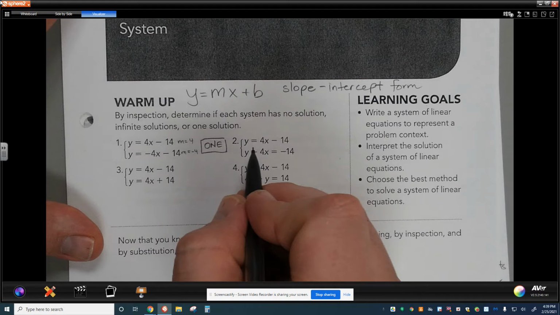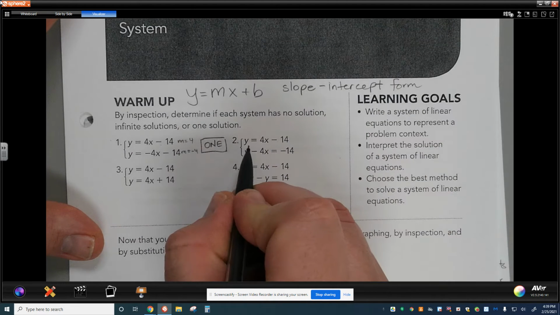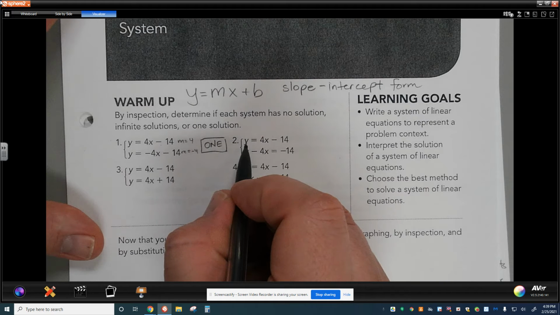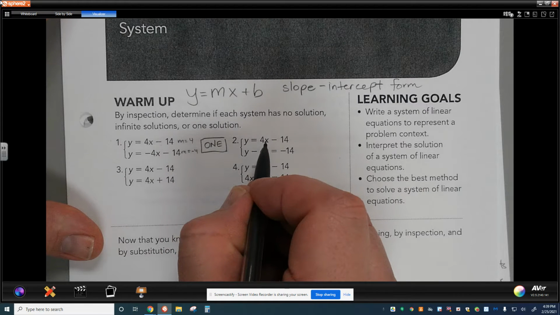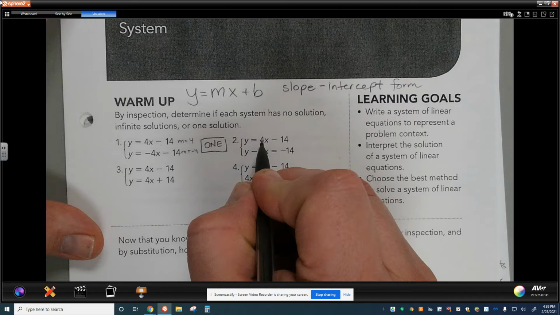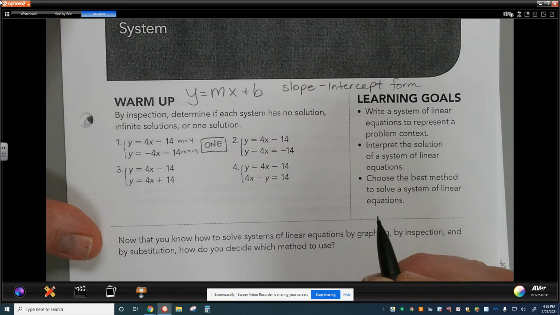And because the lines will intersect, this tells me there will be one solution. Now if we look over here to number 2, we see that the second equation is not in slope-intercept form, while the first one is. Y is equal to 4 times x minus 14. So we see the slope is equal to 4, and the y-intercept is equal to minus 14.